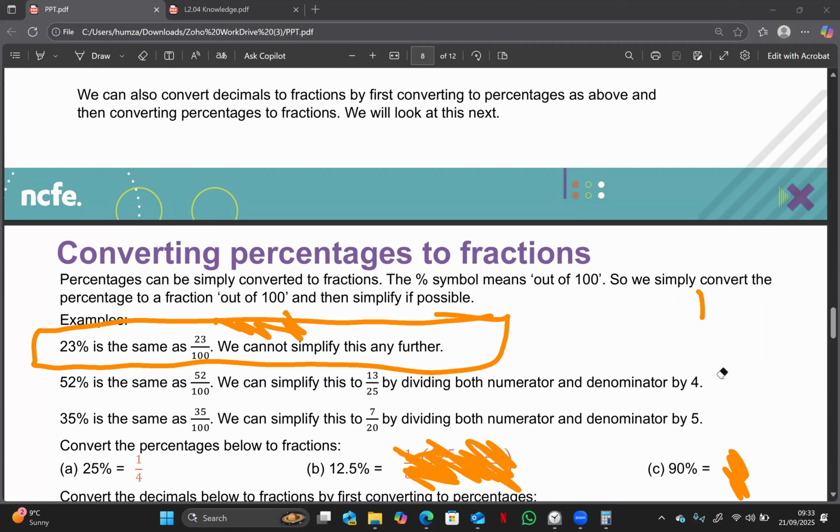So 23 goes to 23 by 1. No, no, first, always, you'd rather not skip to that. First, do what we did here. So what did we do here? We did 25 over 100, right? That's what we said. So what will we do in this one as well? 12.5%.